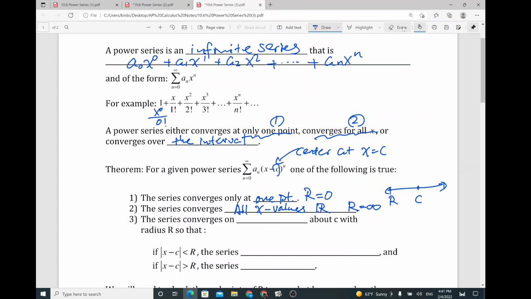So let's put it this way. With a certain value, this one would be x plus c, and over here that would be x minus c. So this one would be the radius of convergence. It's equidistant on both sides. So let's say r is infinity. It covers all the real number line, then that would be for all the x values.